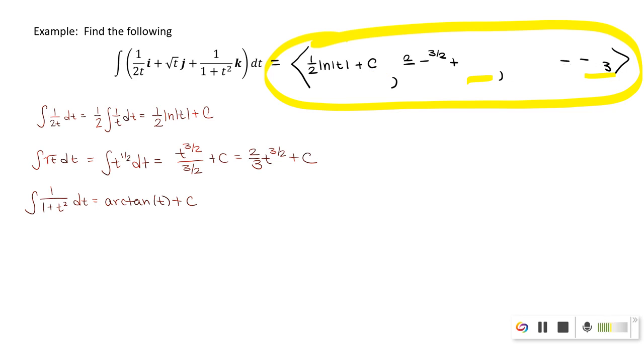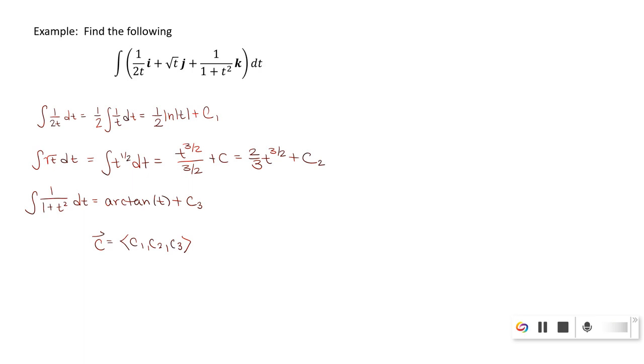Oops, I did not mean to erase all that. Oh well. I have another slide with the answer on it. That's okay. So I found my antiderivative and I wrote it as a vector in component form.